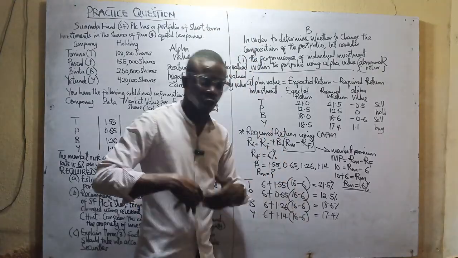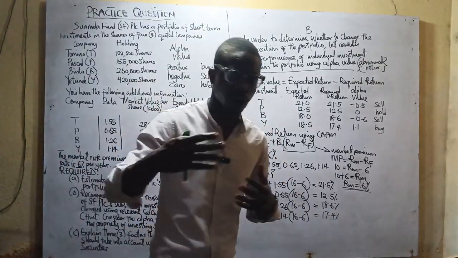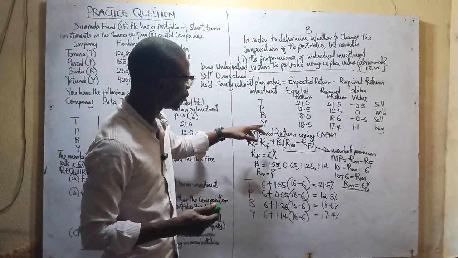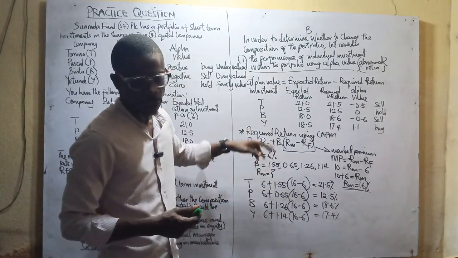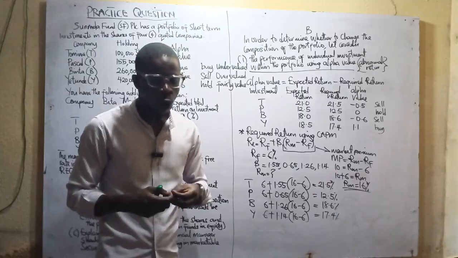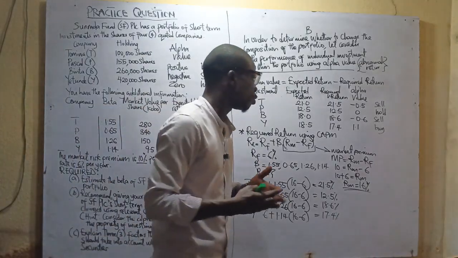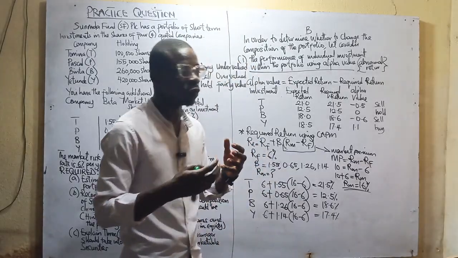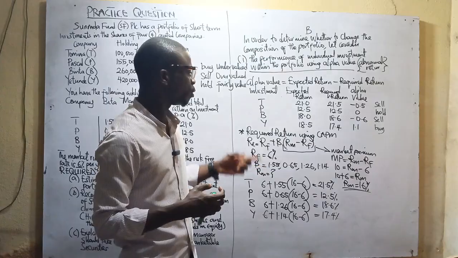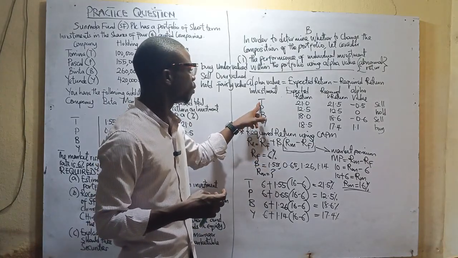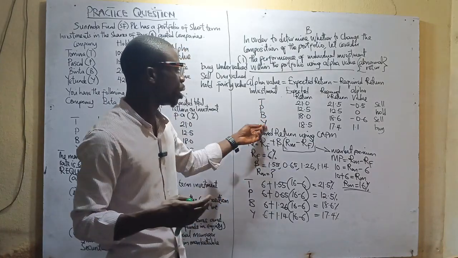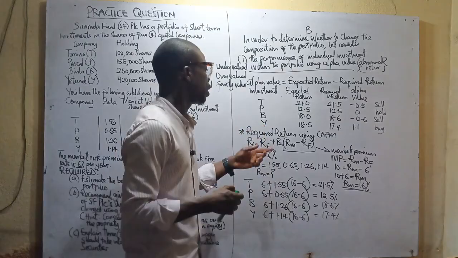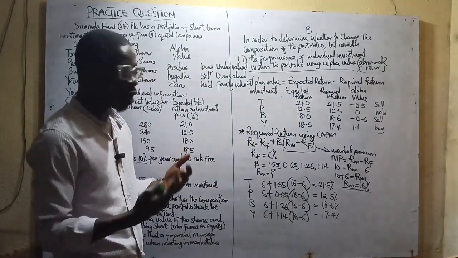It means it should be disposed. Please put it down in writing. That means the company should buy more of investment Y, so they can use the money they will receive from investments T and B to buy more in Y, because investment Y is undervalued.